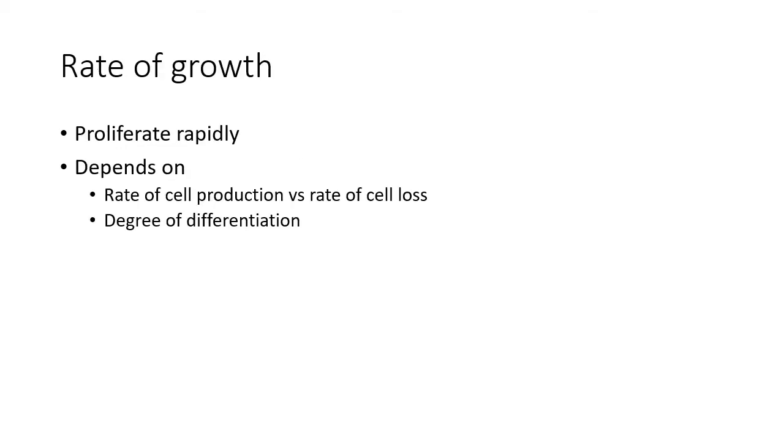Coming to rate of growth, it goes without saying, any tumor proliferates rapidly. Malignant tumor proliferates more rapidly than benign tumor. And this rate of growth is dependent upon two factors, that is rate of cell production versus rate of cell loss. There is the balance between these two, and the degree of differentiation. Generally, poorly differentiated tumors show aggressive growth pattern.